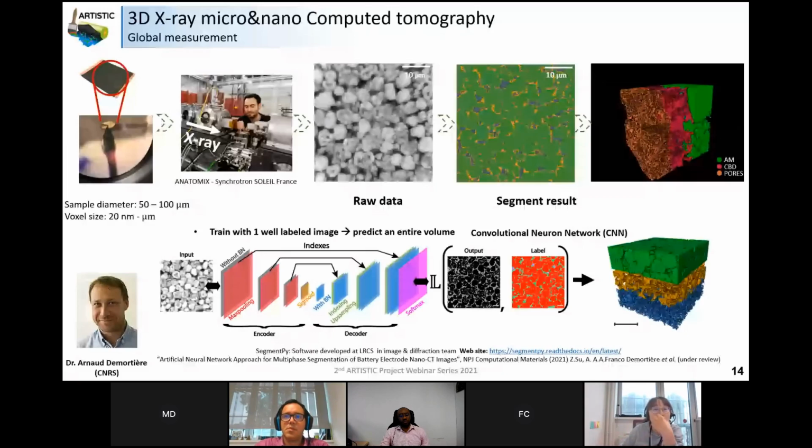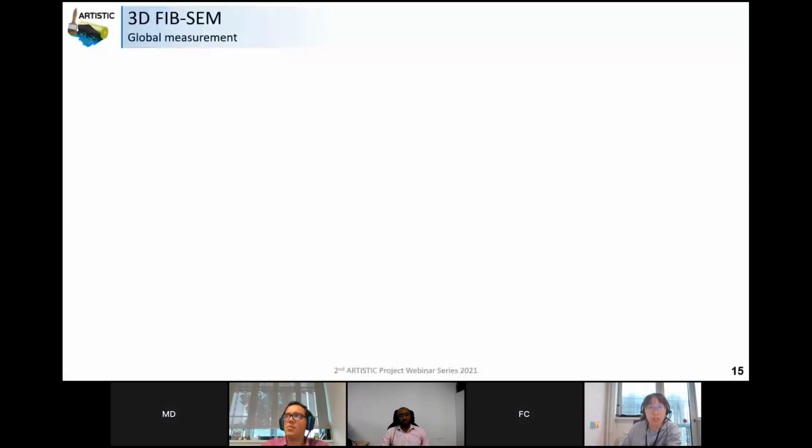At present, the highest XCT resolution in the world is 20 nanometers per voxel. So ideally, pore size and shape above 20 nanometers can be identified. Also, because of the resolution, in order to study the nanopores, we introduced the FIB-SEM. The nanopores refer to pores with a size of 1 to 100 nanometers.